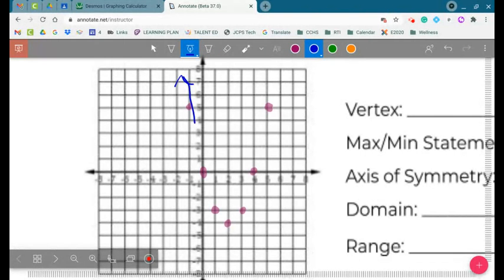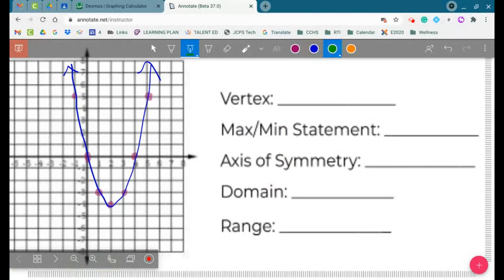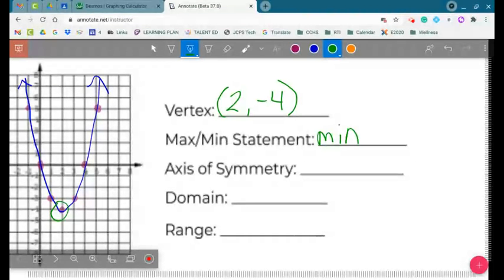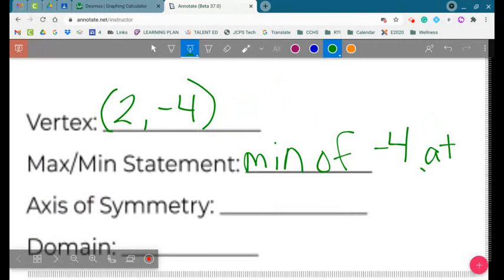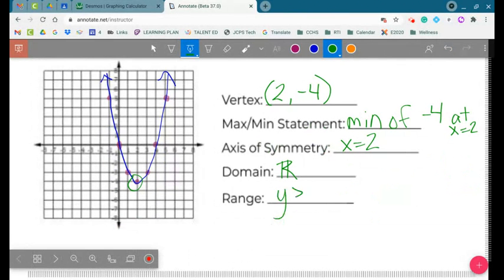Just make sure that you know how to find those extra points on your calculator. So that is our U shape. Our vertex is our bottommost point, which is at 2, -4. This is a min, a minimum of -4 at x equals 2. Our axis of symmetry is x equals 2. Our domain is all real numbers. Now this one's at -4 and going up, so y is greater than or equal to -4.